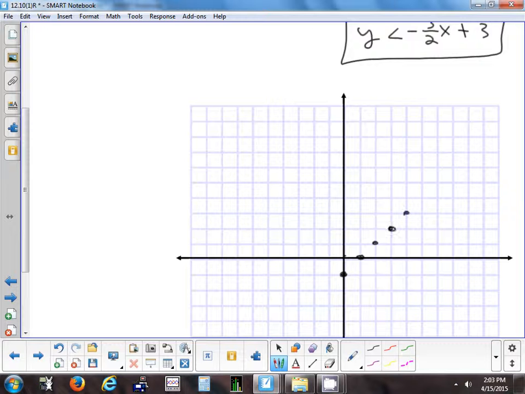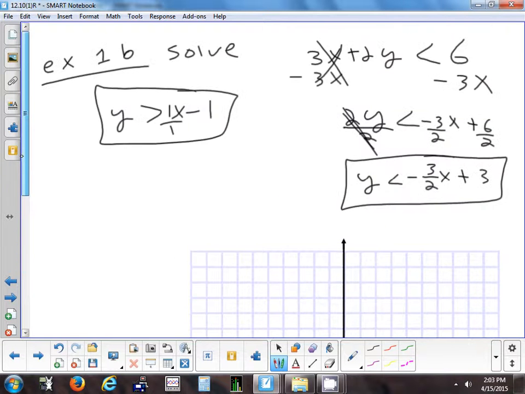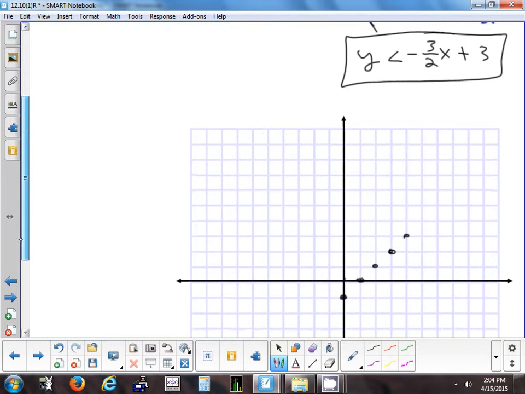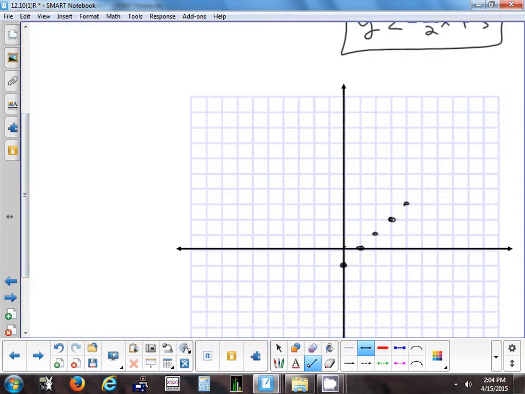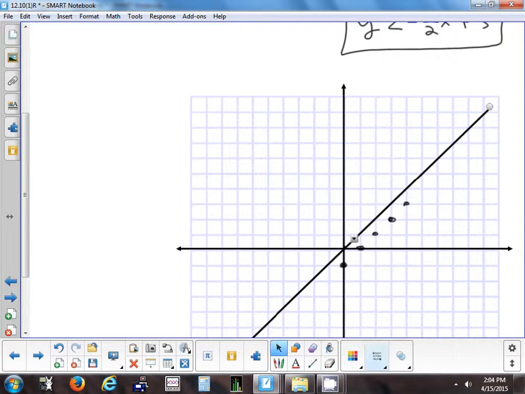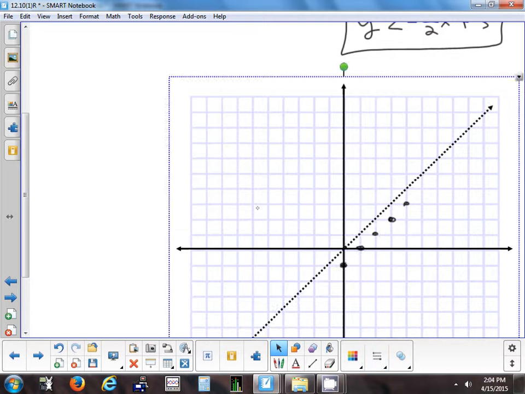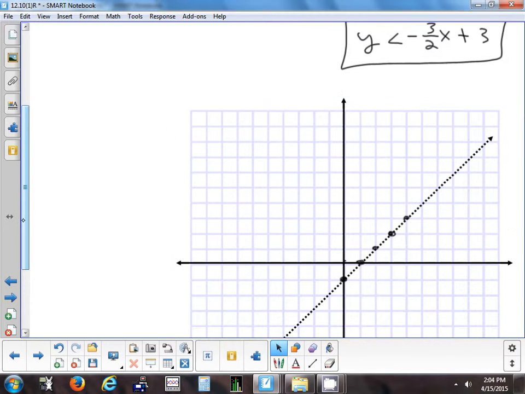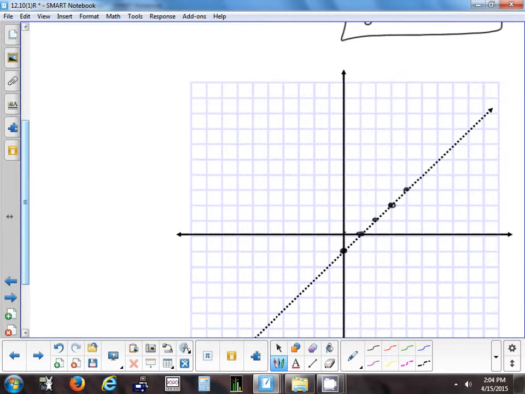Just put a couple dots so you can make your line. Ben, what kind of line? Dotted. What tells you that? Because it's not an equal to. Okay, so put in a dotted line. Okay, this part you can all do right now. Guys, we need to use your ID side of it, it's straight. All right, so rule it.